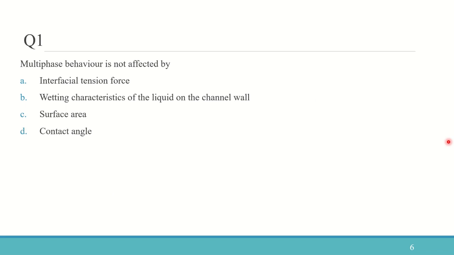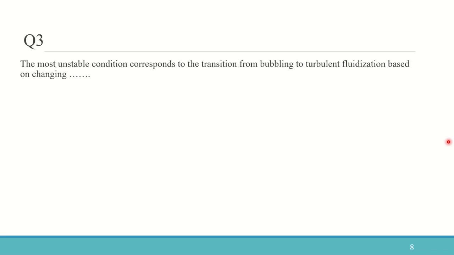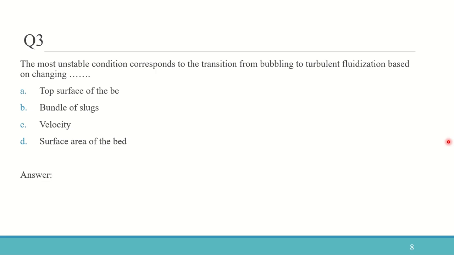So we'll go to question 3. Now it will be more clear. The most unstable condition corresponds to transition from bubbling to turbulent fluidization based on changing dash. So what are we changing over there? We are changing the velocity of the inlet fluid. So we look at the options: top surface of the bed, bundle of slugs, option C velocity, option D surface area of the bed. So we know now that option C, velocity, is the right answer.